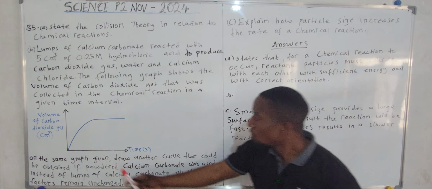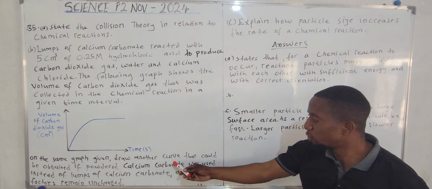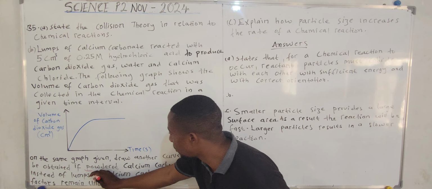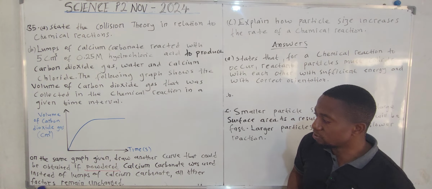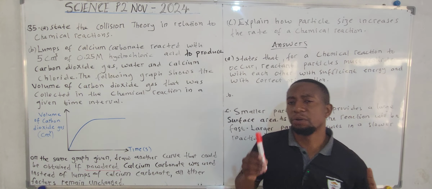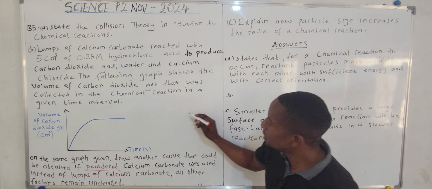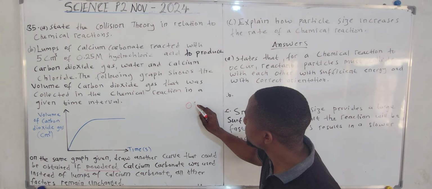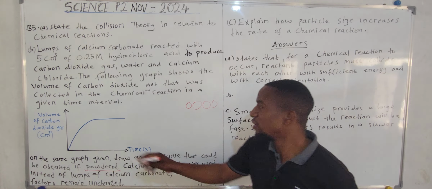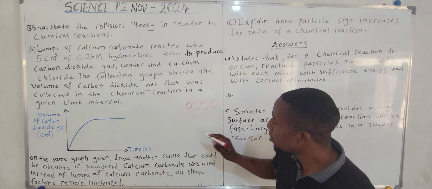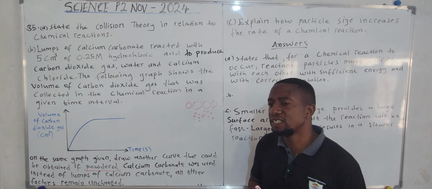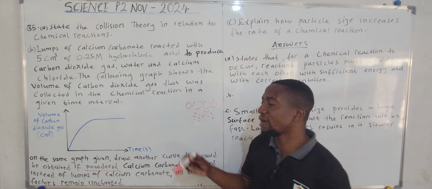So what are they saying? On this same graph, we need to draw another curve that would be obtained if powdered calcium carbonate was used. All right, so in this graph, lumps of calcium carbonate were used. Now they want us to draw another curve where powdered calcium carbonate is used. So you're going to draw another curve.